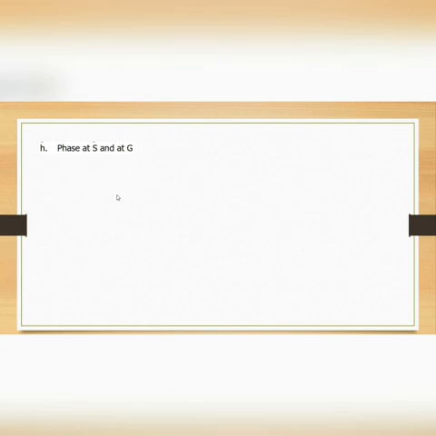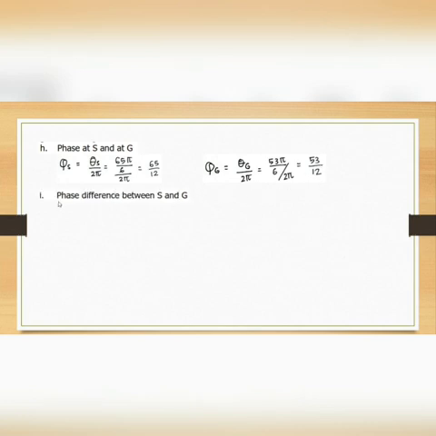The next question is about the phase at S and at G. We know that phase is equal to theta over 2 pi. So the phase at S will be equal to 65 pi over 6 divided by 2 pi. It is 65 over 12 without unit. While phase at G will be theta G divided by 2 pi, and we will have 53 over 12 with no unit. So the phase difference between S and G can be calculated using phi at S minus phi at G. It will be equal to 1.